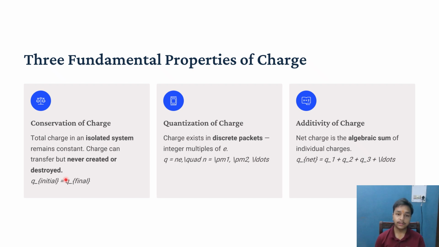The second property is quantization of charge. As mentioned in the slide, charge exists in discrete packets. So they are integer multiples of e, that is Q is equal to n e, which we will discuss in detail in the next slide. So what is quantization of charge? The magnitude of charge of an electron is e, which is equal to 1.6 into 10 to the power minus 19 coulombs, which we discussed in the previous slides, and which is also called the elementary or fundamental charge.